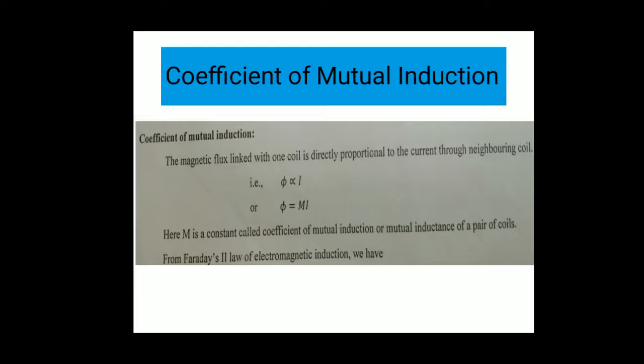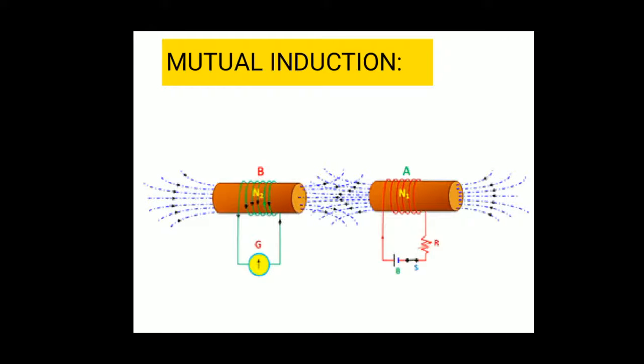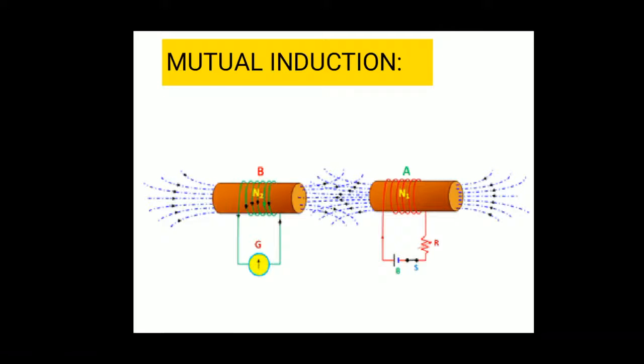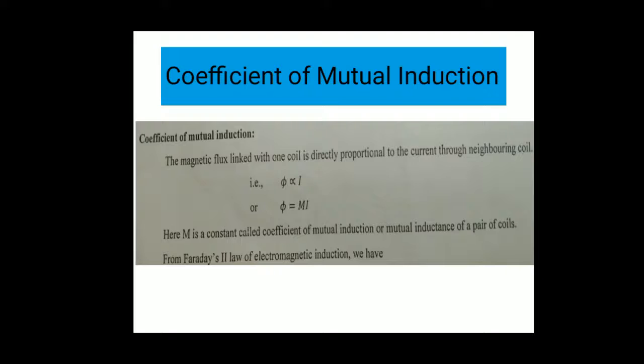Very simple point. Coefficient of mutual induction: the magnetic flux linked with coil B is directly proportional to the current through the neighboring coil. That means as we increase the current through coil A, the magnetic flux linked with coil B also increases. Therefore, phi is equal to M into I. Here M is called the coefficient of mutual induction.